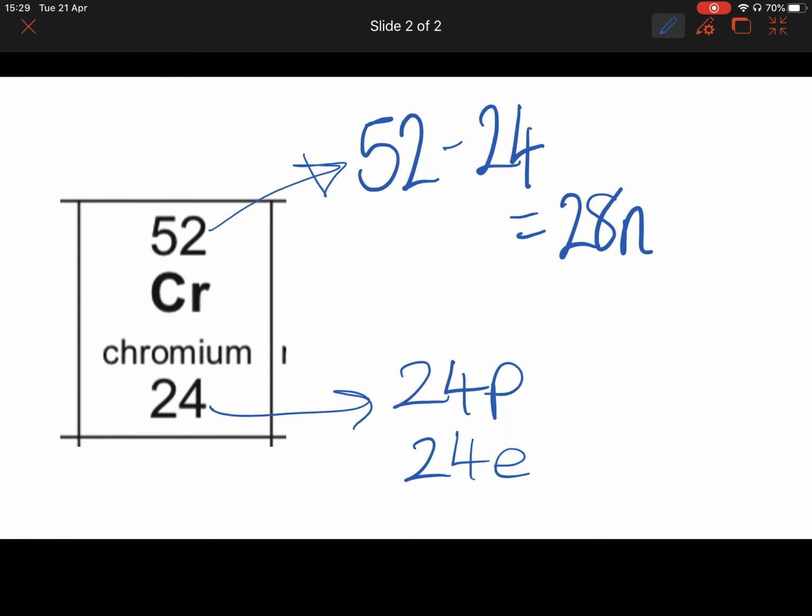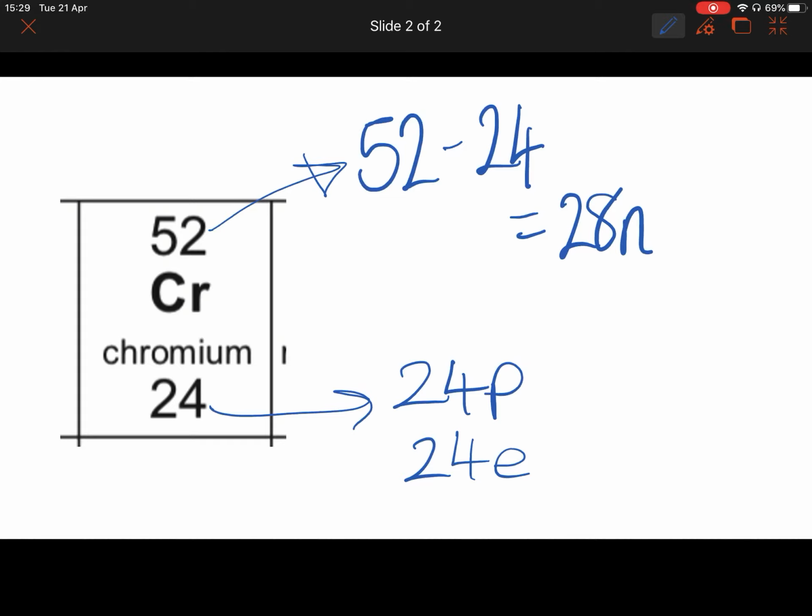Okay, so that's a very quick video on how we use those numbers to work out the amount of protons, electrons, and neutrons. You've now got 5 to try on your own. So if you don't get it, go back over this video or watch another YouTube video. Have a little read with some notes. See if you can work it out.